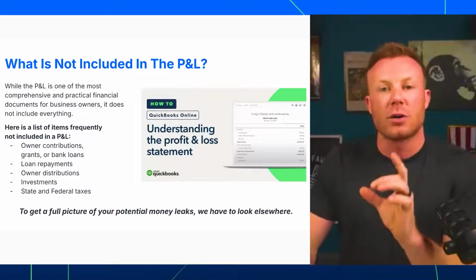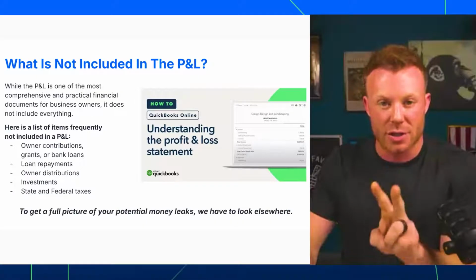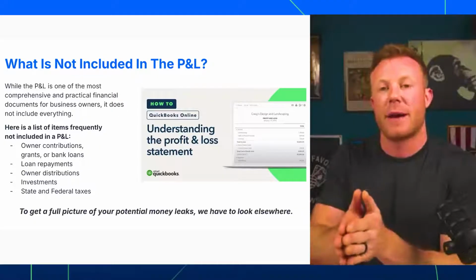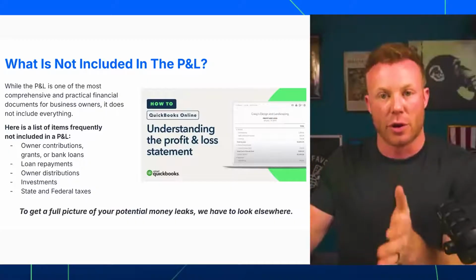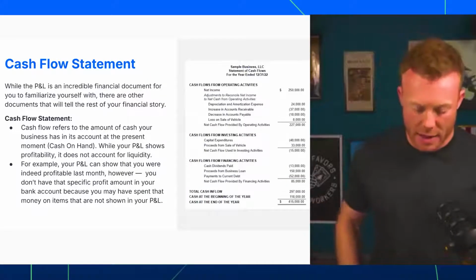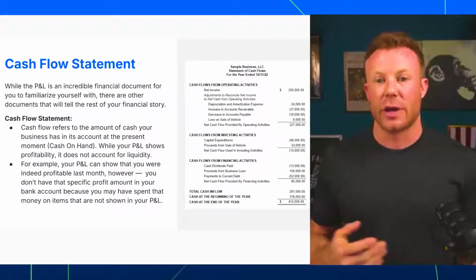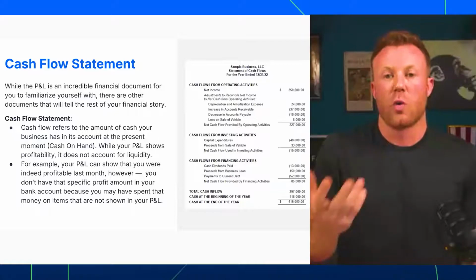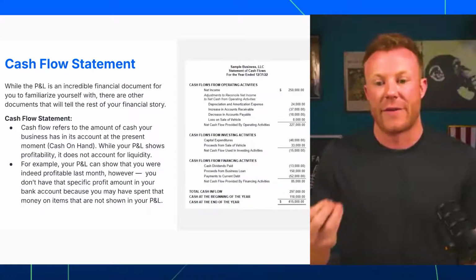But if you want to get a clearer picture as to where your money actually is, these are the two financial documents I recommend you become familiar with once you get established and get familiar with looking at your P&L. First is a cash flow statement. Okay. COH, cash on hand. That is essentially showing the liquidity of the business, how much cash you actually have on hand.